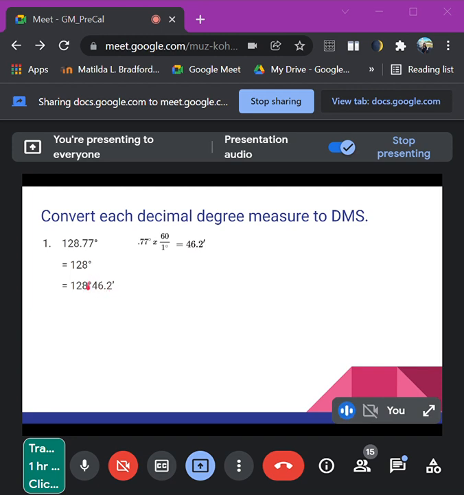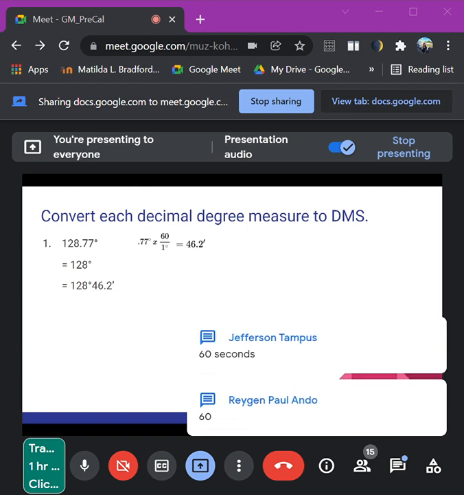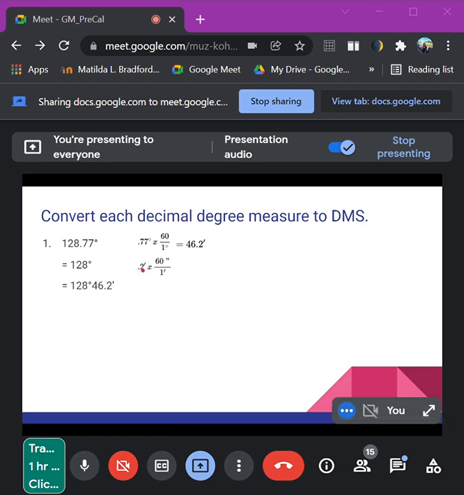So the whole number there, 46, that is already your minutes. The 0.2, that is what you will convert into seconds. So, how many seconds is equivalent to 1 minute? Okay, that is 60 seconds. So the remaining 0.2, you will multiply by 60 seconds over 1 minute, so 0.2 minutes times 60 seconds over 1 minute.